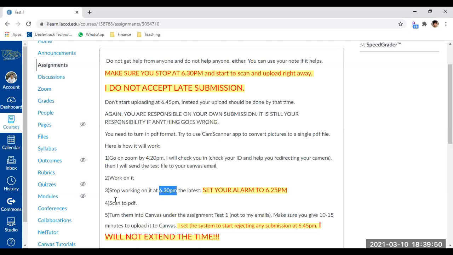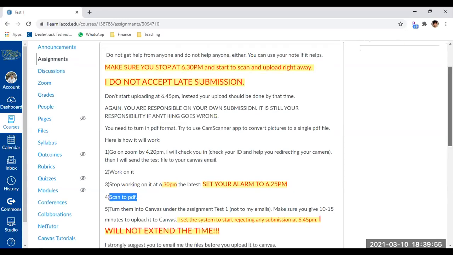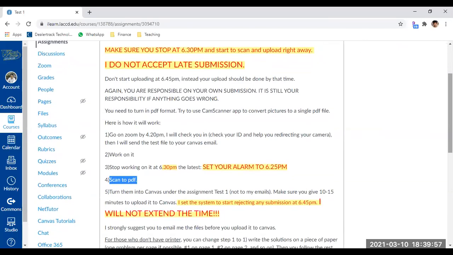Then scan it to PDF. If you have a scanner, do so. If you use CamScanner, you use your phone to take the picture and convert that to PDF. Make sure you know how to do that. It doesn't make sense if you then tell me, Thomas, I just don't know how to use my phone for that. It's just like, come on, man. We learned it on the first day, basically the first week of class.